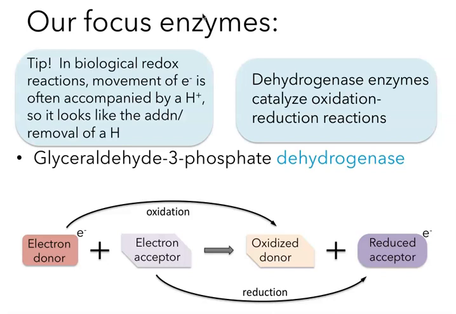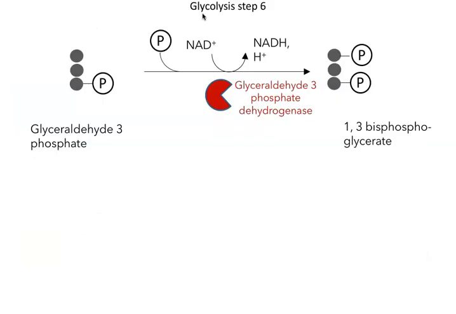Here's my tip for you. In biological redox reactions, the movement of electrons is often accompanied by a proton. And so when we look at those reactions in metabolism, it looks like we're adding or removing a hydrogen. Let's see if this holds up when we look at glycolysis step 6, which is catalyzed by a dehydrogenase. It's a little hard to see hydrogens showing up and disappearing here because I've drawn it with my carbon balls and phosphates.